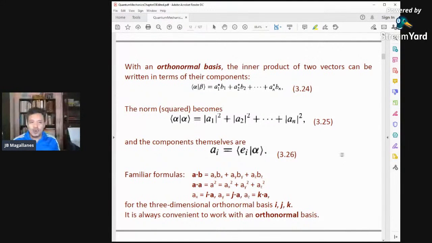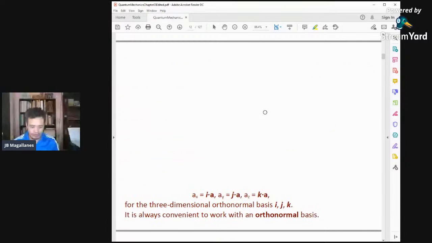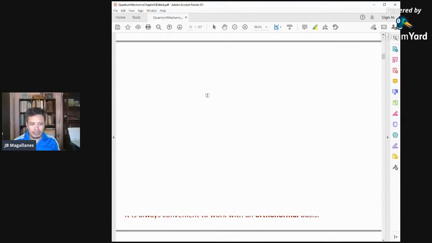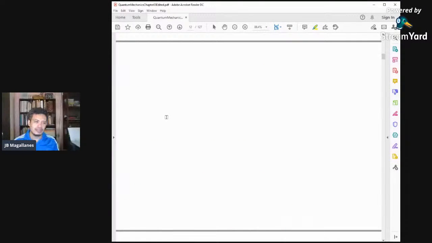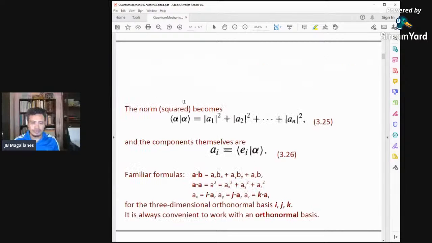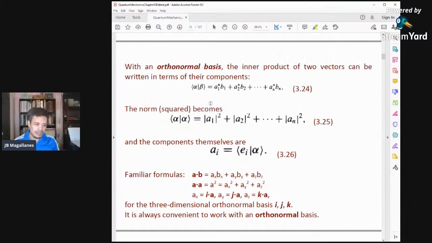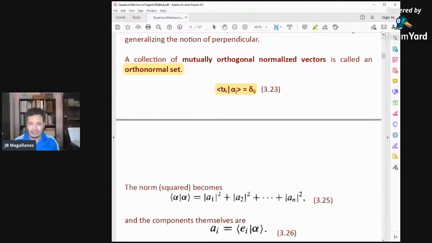So with an orthonormal basis, the inner product of two vectors can be written in terms of the components. The orthonormal basis is always a requirement for a vector. Orthonormal basis means that it follows this rule.